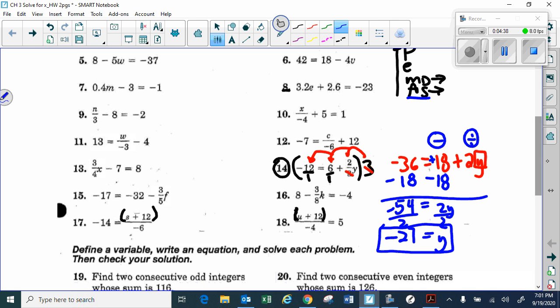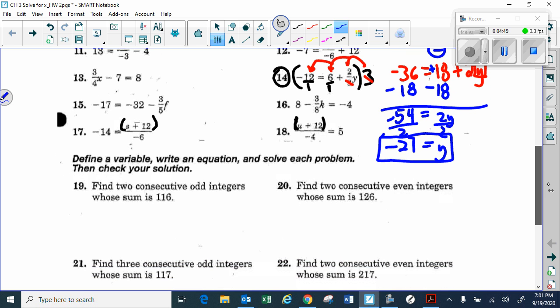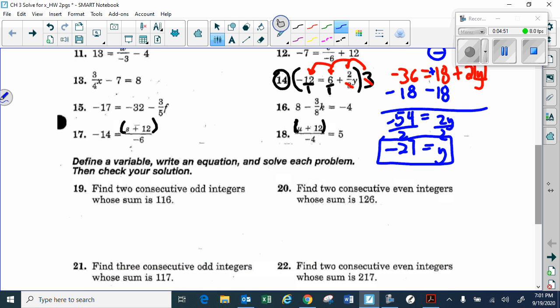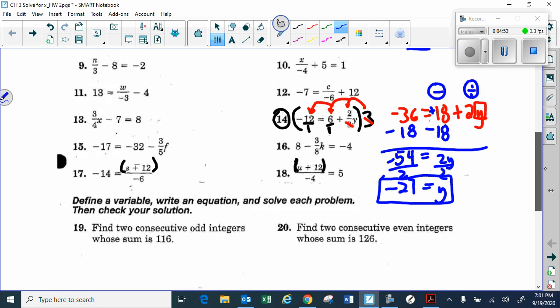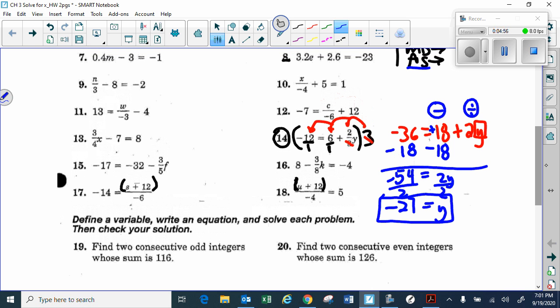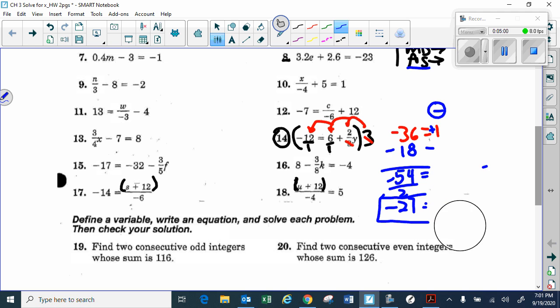You could check that if you wanted to, by plugging it back in. I'm not going to do that, but you can if you want to guarantee you're right. I'm confident that I'm right. Okay, we will do one more. You can pause the video because I'm going to erase that right there. Make sure you have that down for 14, but I'm going to do 18 right there as well. So I'm going to erase this.